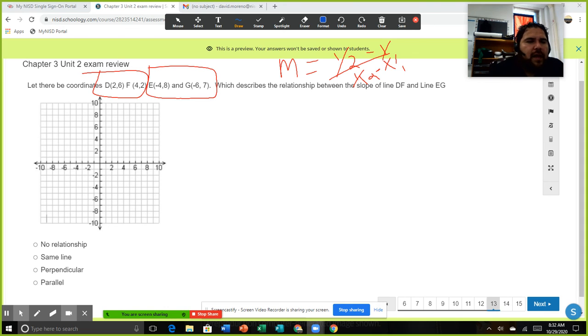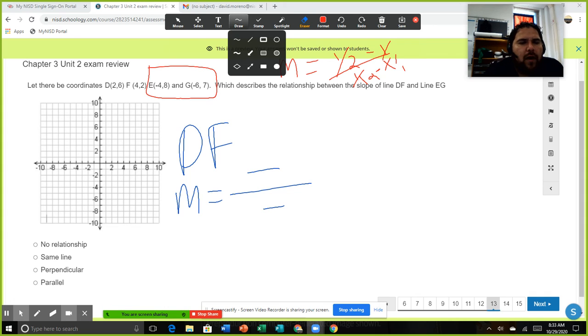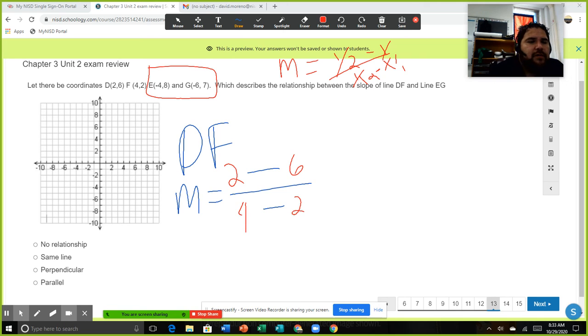So let's go ahead, label your points, right? x1, y1, x2, y2. Let's find the slope of DF. M equals minus minus. Let's set them up, right? Okay, x1, y1, x2, y2. Okay, so we know y2 is 2. So 2 minus 6 over 4 minus 2.